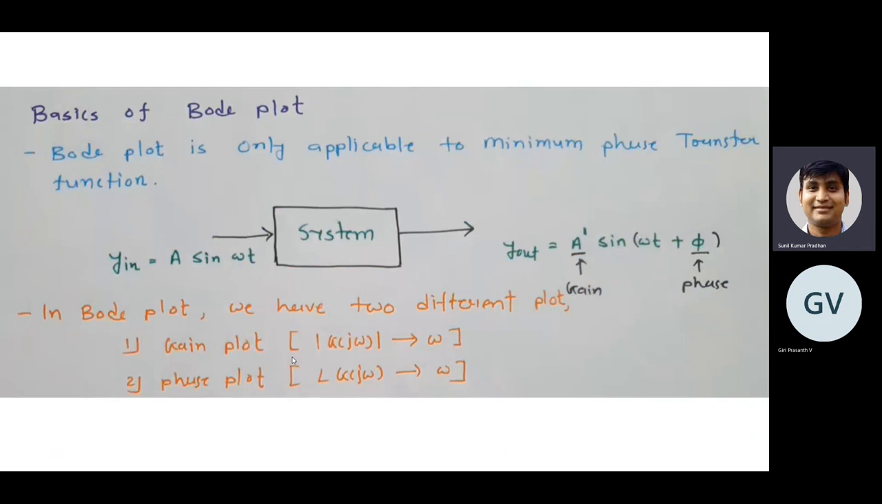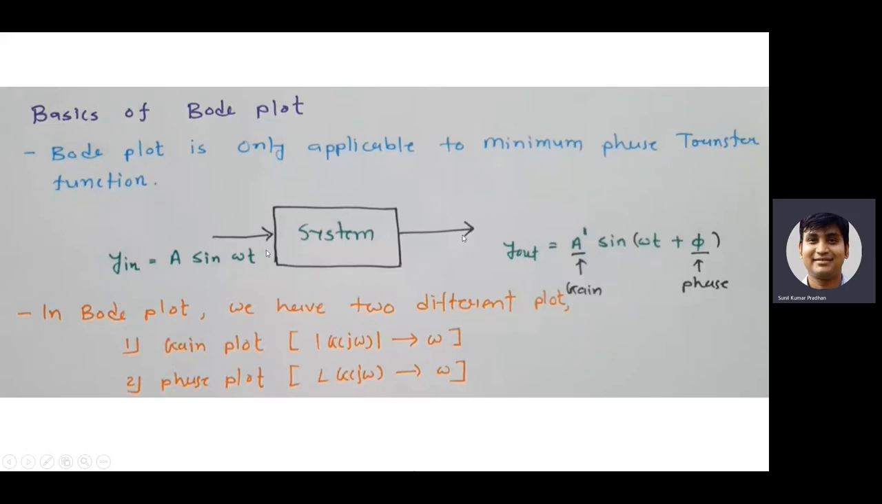Now why the Bode plot is important in this case, we can understand by a simple schematic here. There is a system, we have an input and we have an output. Let's say the input is A sine omega t, where A is the magnitude, omega is the angular frequency, and omega t is your phase. Let's say we are changing this angular frequency omega. If you change the omega value, then there must be some changes in the amplitude as well as phase, right? So let's say the amplitude, or you can say the gain, has changed, so that becomes A dash, and your phase is changed from omega t to phi. So that is your change in phase. As we change the angular frequency, there is a change in the gain as well as in the phase.